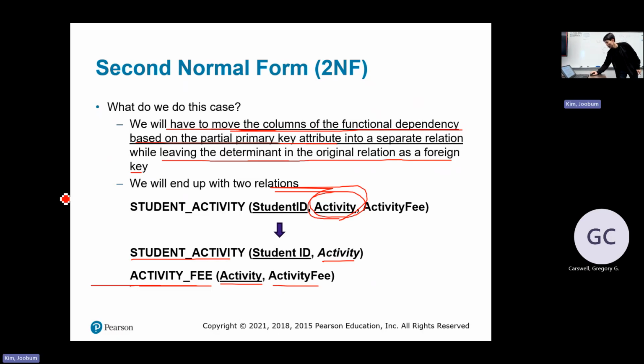So that relation is split into two relations: student activity with two columns, and the new activity fee relation with two columns. So this activity is a foreign key to tie to the activity fee relation. Yes, it is the primary key in the new table, but activity is a foreign key in the original relation. Make sense? Okay. So in this case, student activity and activity fee are in the second normal form.